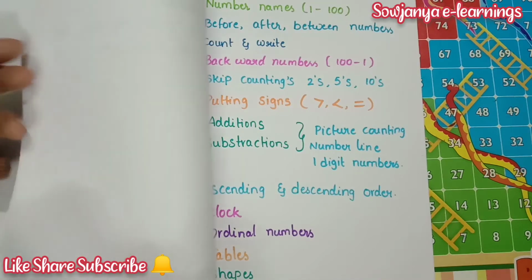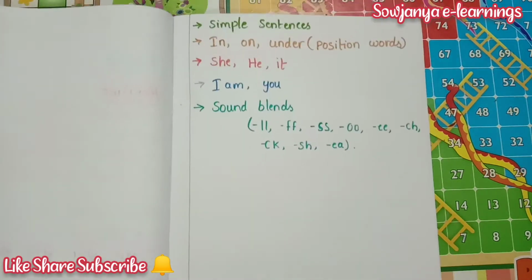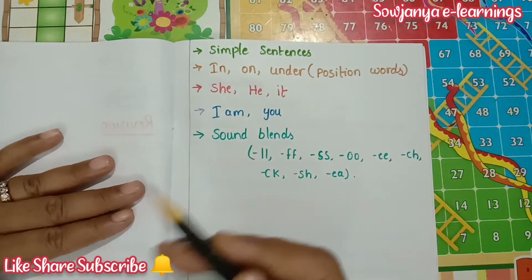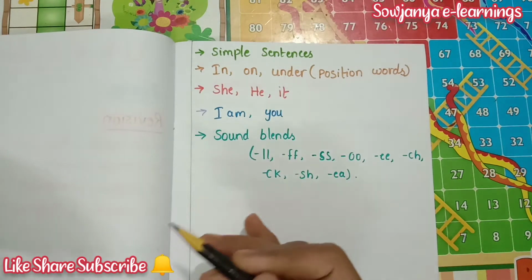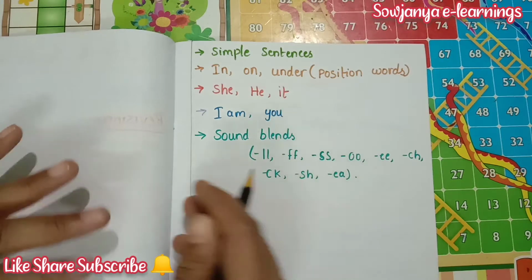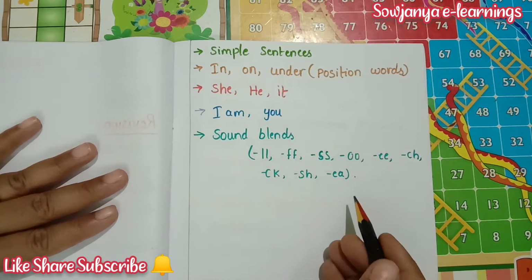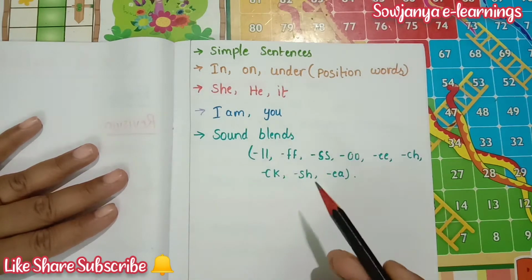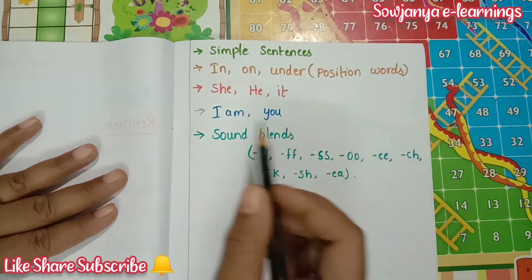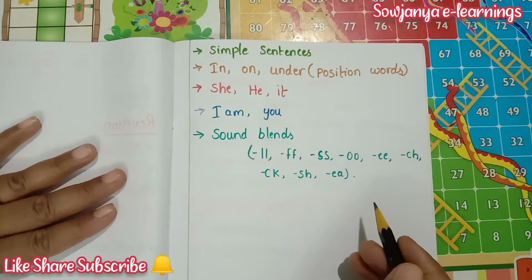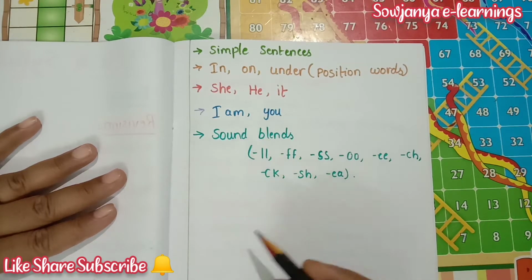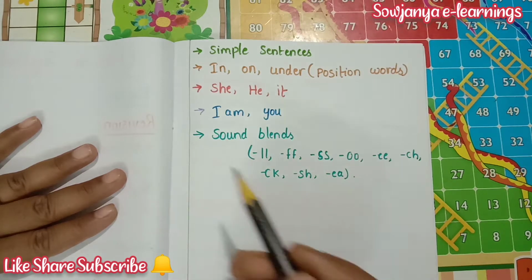Next topic is simple sentences. Here we have to ask the kids how the sentences are forming. We have to teach them and we have to tell the kids to form their own sentences. Using sight words and all these, we have to tell the kids to form the sentences and read those sentences. Like simple, my name is, this is my book. Like that they will be having sentences. No, we have to tell the kids to read those sentences.